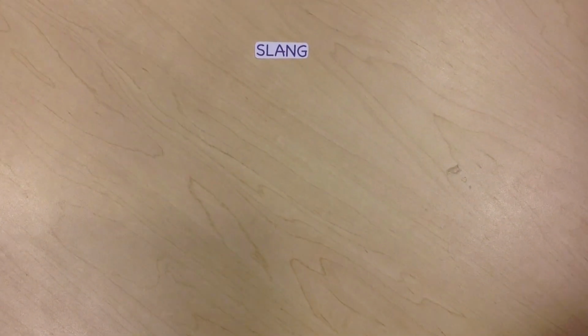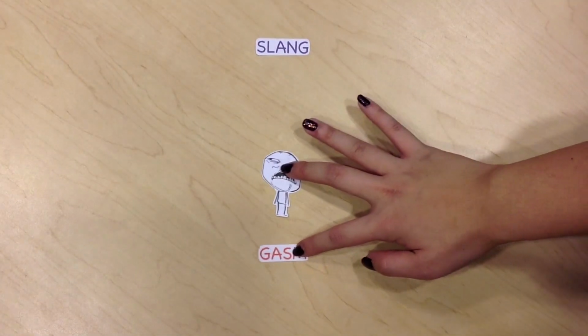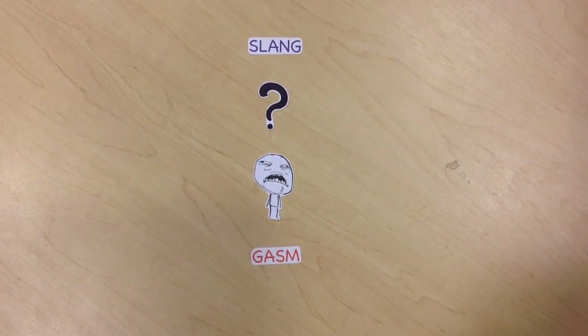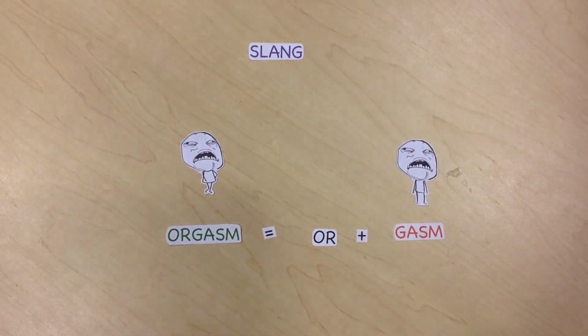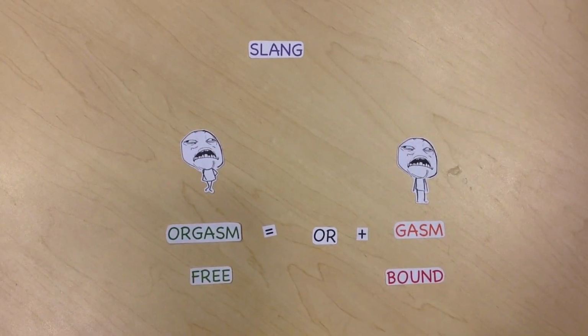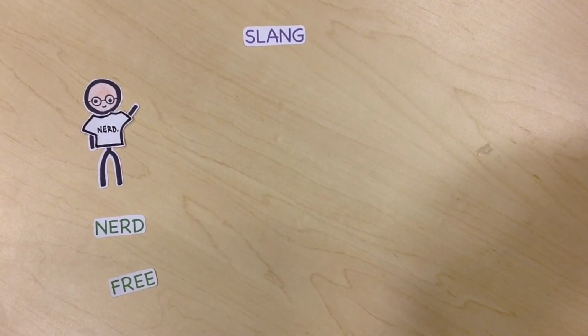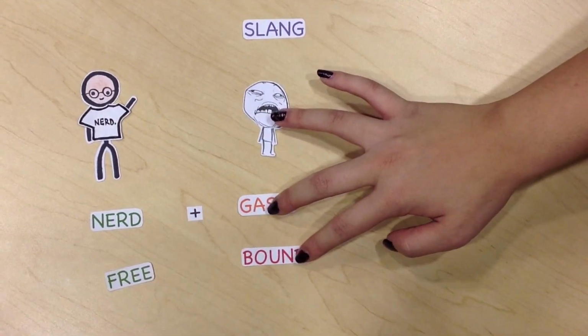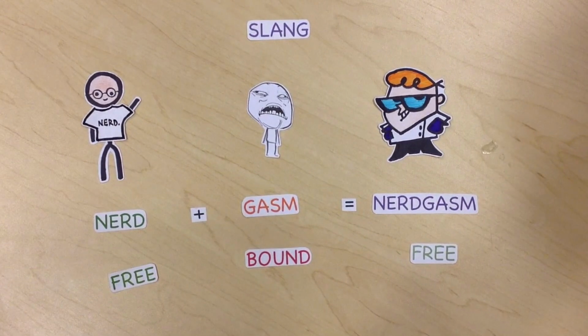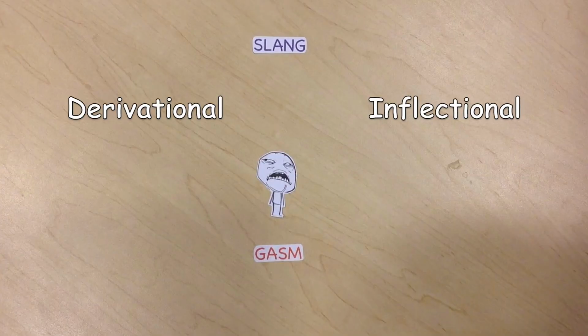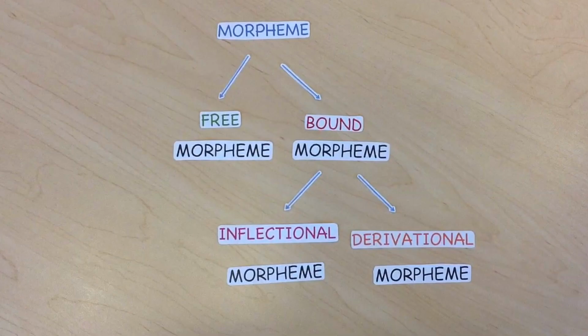Remember our previous example with catgasm? So where exactly did the bound morpheme gasm come from? The slang derivational morpheme gasm is extracted from the free morpheme orgasm and refers to an elated feeling caused by a particular item. Let's take the free morpheme nerd for example. We can attach the bound morpheme gasm to make the word nerdgasm, which means to really enjoy something geeky. Similar to our previous examples with the word catgasm, nerdgasm can be used as either a noun or a verb. Thus, depending on the context of the newly constructed word, the bound morpheme gasm can be treated as either a derivational or inflectional morpheme. Let's recap what we have learned.